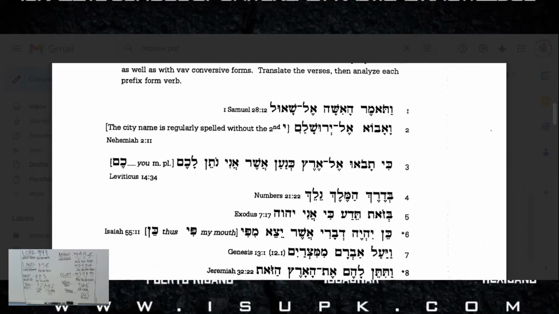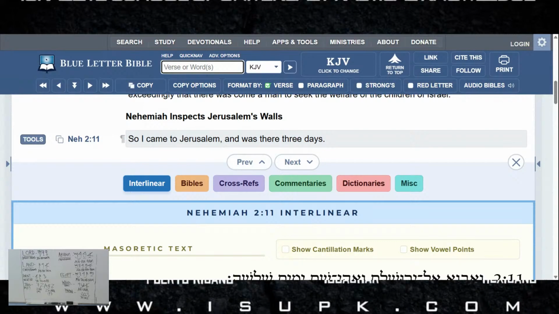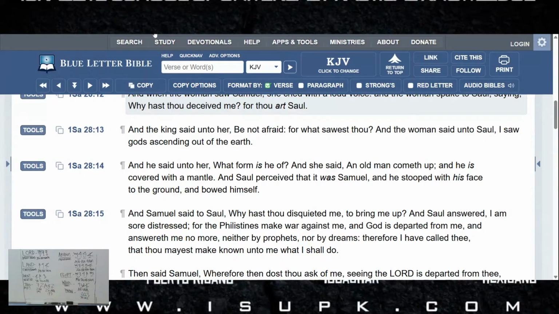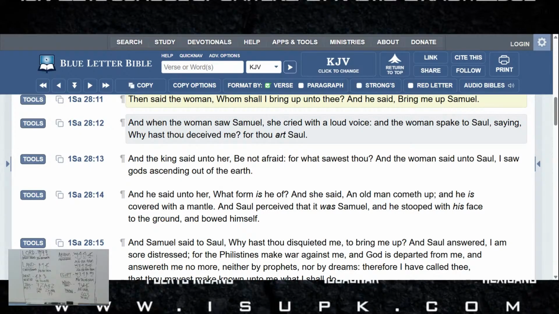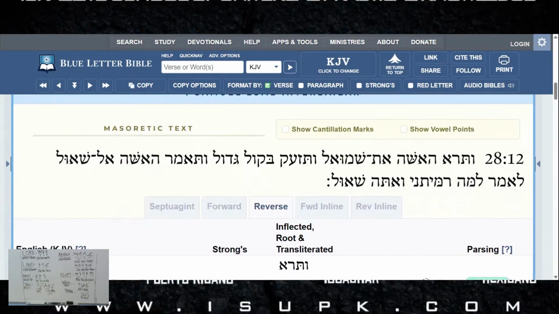Which is 1 Samuel 28 and 12. So let's type it in. 1 Samuel 28 and verse 12. Okay, let's see what y'all. All right, boom, here we go. All right. Most High in Christ for everybody tuned in. All right, here we go. 1 Samuel 28 and 12. Let's get it in the Hebrew. Okay, it's a nice verse right here.